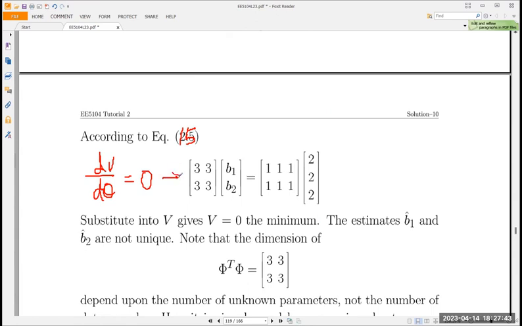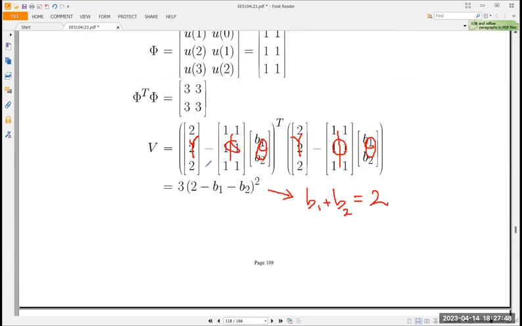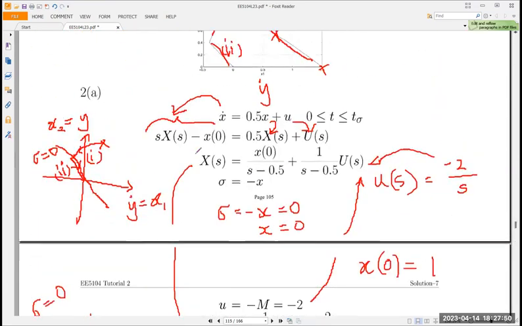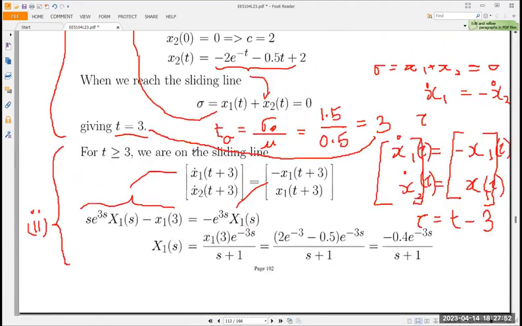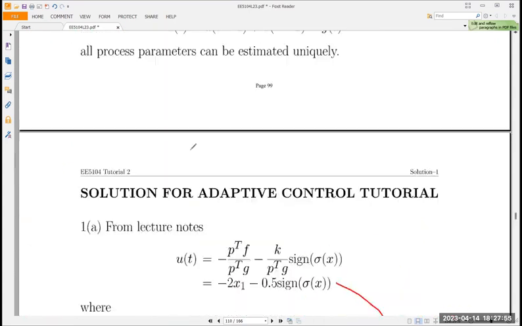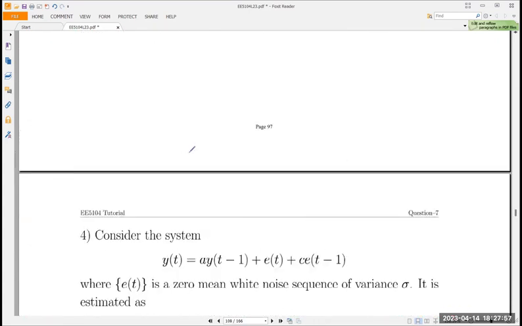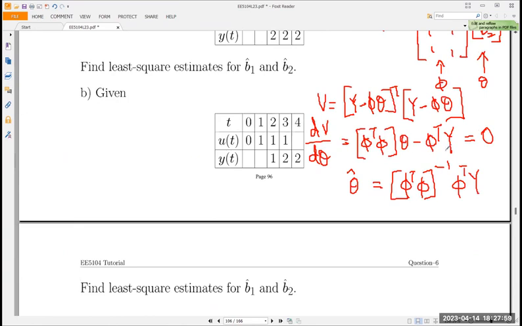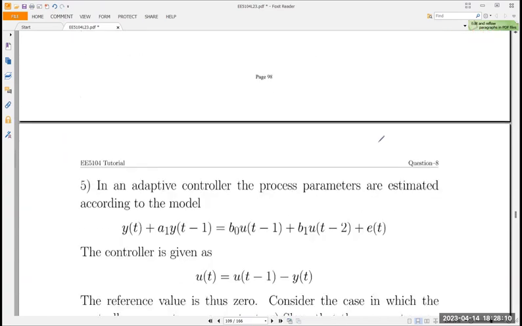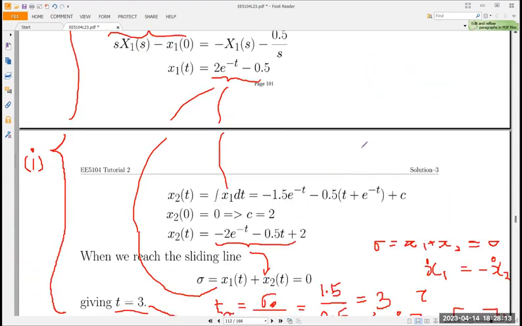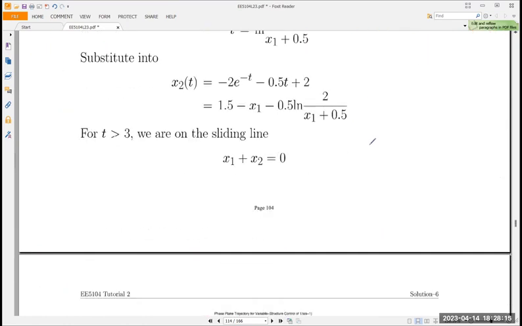All right, you will get this equation. You see dV/dθ equals 0 is this equation here: Φ transpose Φ θ equals Φ transpose y. You know that when you equate dV/dθ to 0, you are actually finding the minimum.